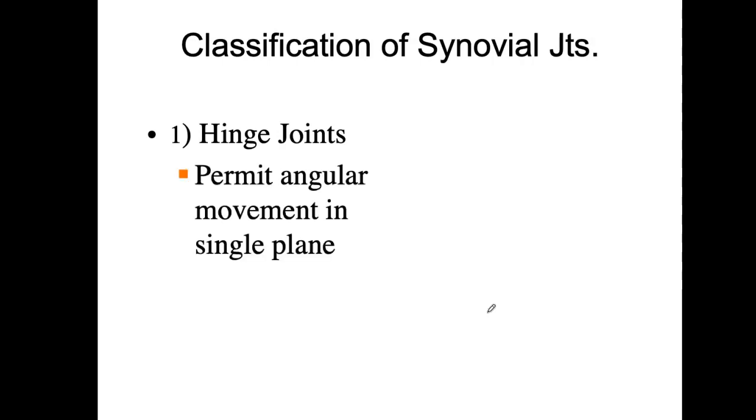Okay, in classifying synovial joints, they could be a hinge. And a hinge joint is one that permits movement in a single plane. Think of how a hinge works on your door. You know, it can open and close, but it can't go up and down, correct? Hinge joint. Your elbow and your knee can do that. They have one plane. It's only allowed to move in one plane. If it moves in a different plane, you know something's terribly wrong.